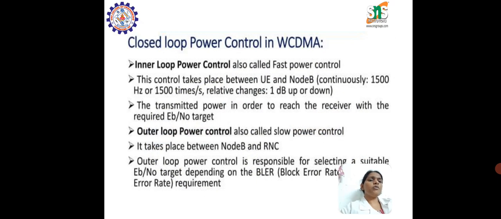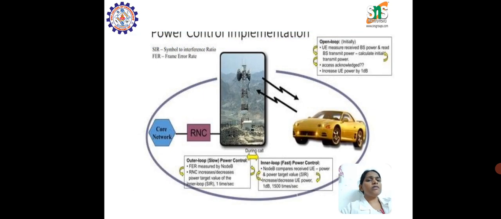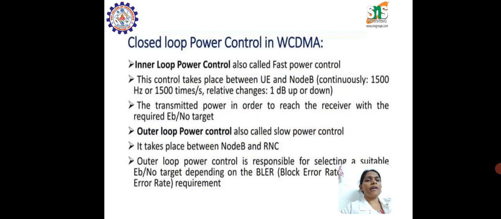Next is closed loop power control of WCDMA. The inner loop power control, also called fast power control, takes place between the user equipment and Node B, controlling the transmitter power in order to reach the receiver with the required target. And outer loop power control is also called slow power control, and it takes place between the Node B and the RNC. This will be clearly seen in the diagram.